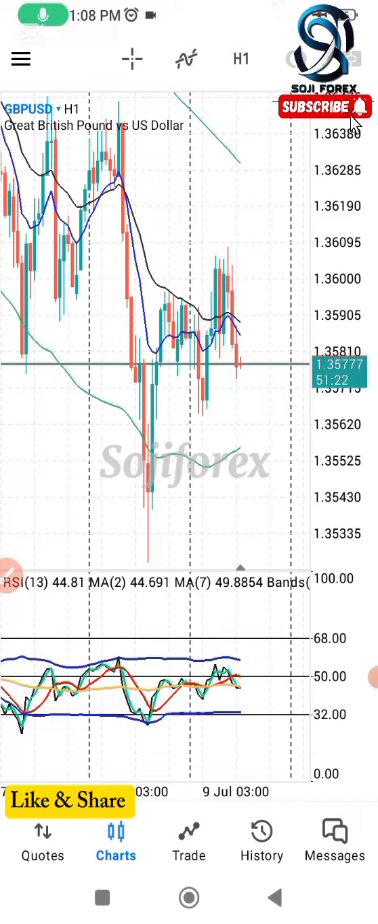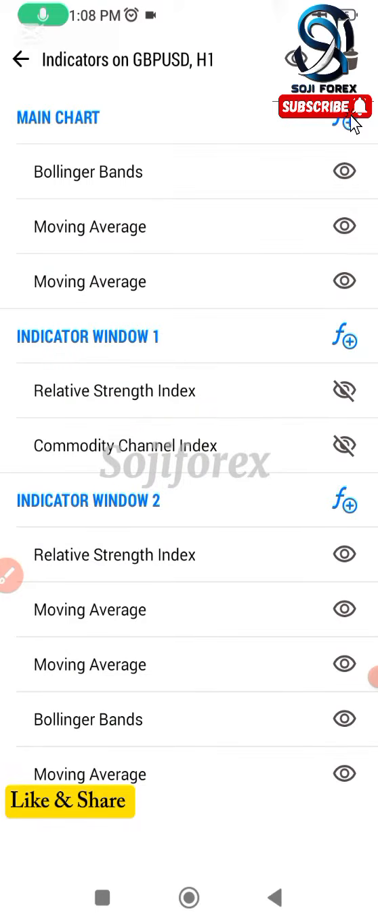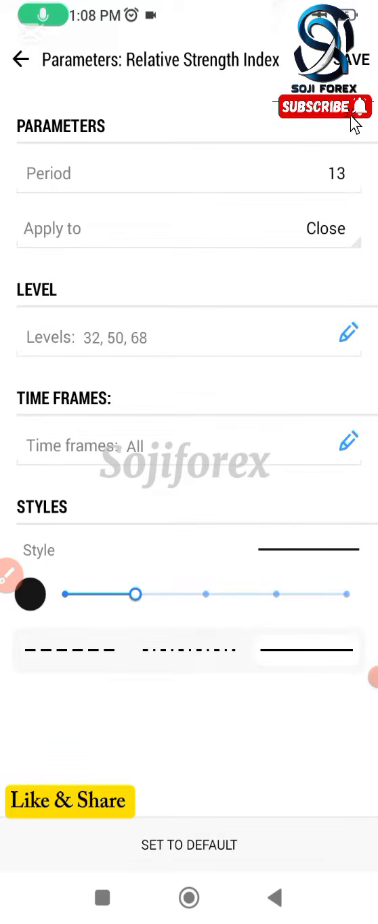All you need to do is spend time to watch this video more than once so that you can understand what this is all about. So without wasting time, here is the setup. We already know this is our main chart. What we are concerned with is our indicator window, the relative strength index, and what is the setting? You can see the period is 13. You apply it to close. The levels are 32, 50, and 68 respectively.